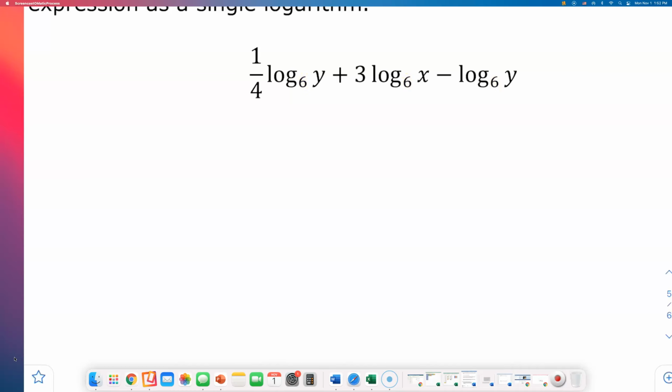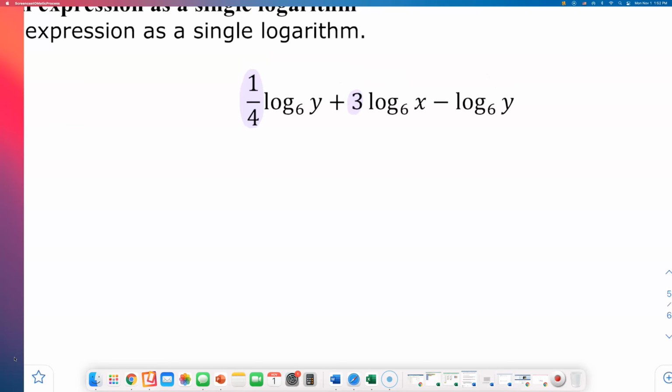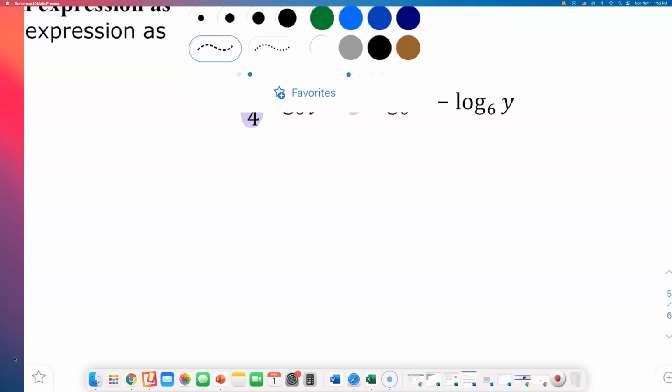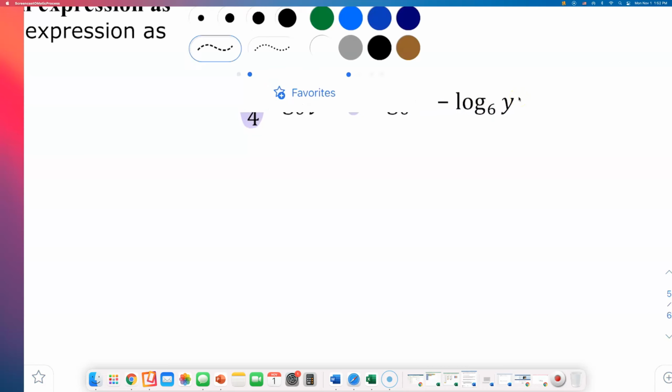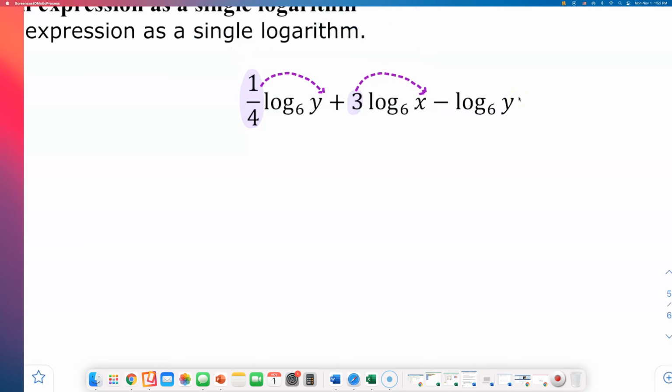What you're going to do is bring any of these exponents that are in front of it. I called it exponent because they used to be exponents. You're going to send them to the top, back to where they may have come from. So this 1/4 will become the exponent of y. This 3 will become the exponent of x. But notice that this last term doesn't have a number in front, so y does not have an exponent. So here's my first line.